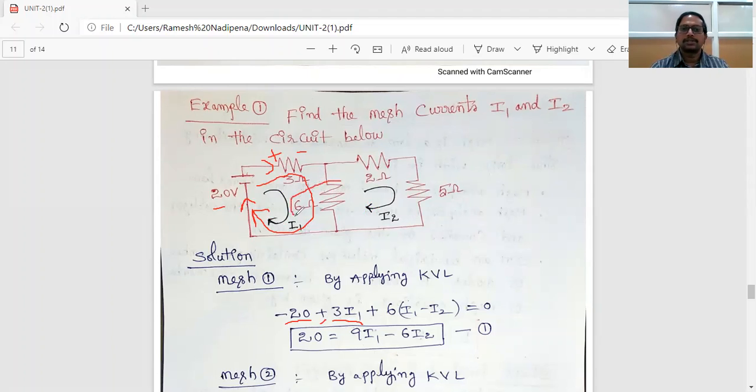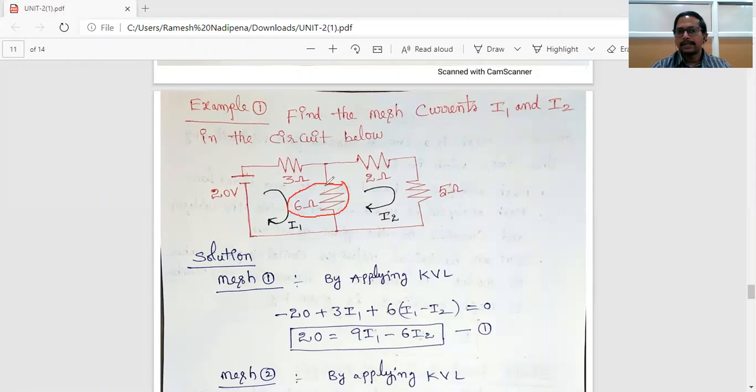Now consider the 6 ohm resistor. The first mesh consists of 3 elements: the first element is 20 volts, the second is 3 ohms, and the third is 6 ohms. As per KVL, I have to calculate the voltage across the 6 ohm resistor. Very important point, listen carefully, all of you. 6 into, what is the current here?